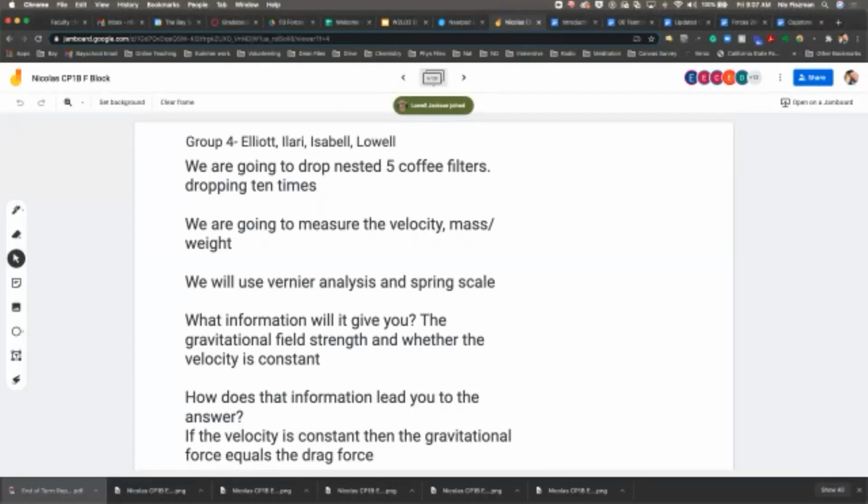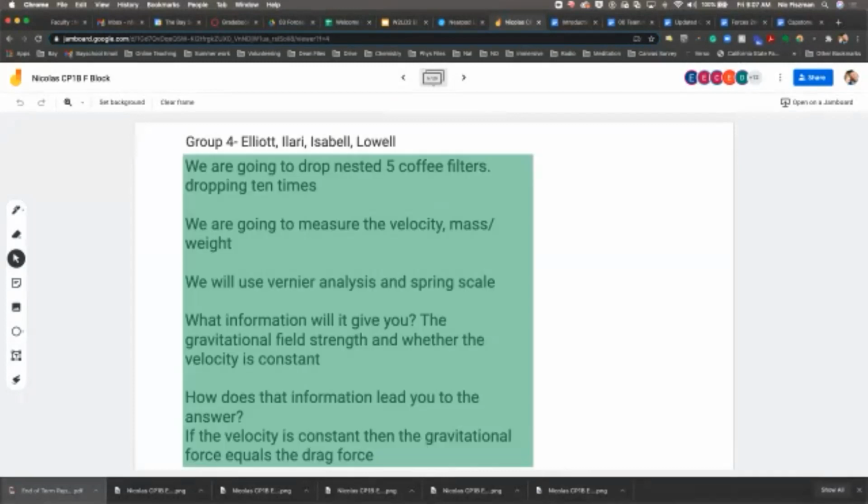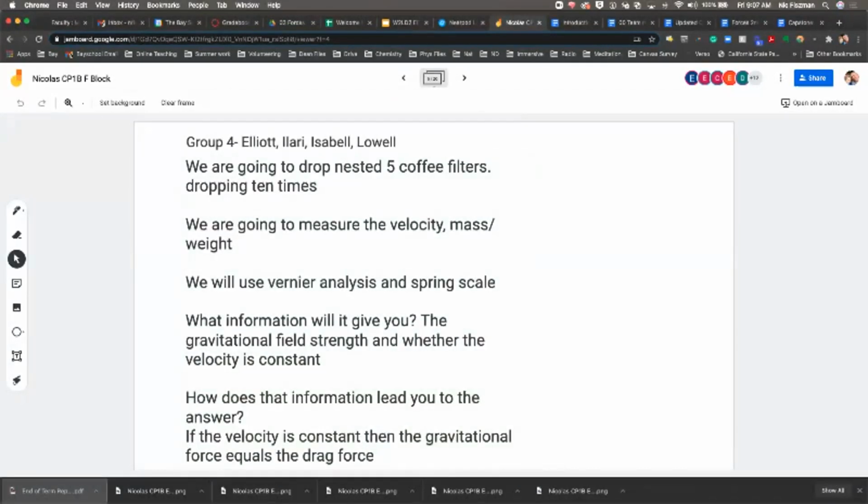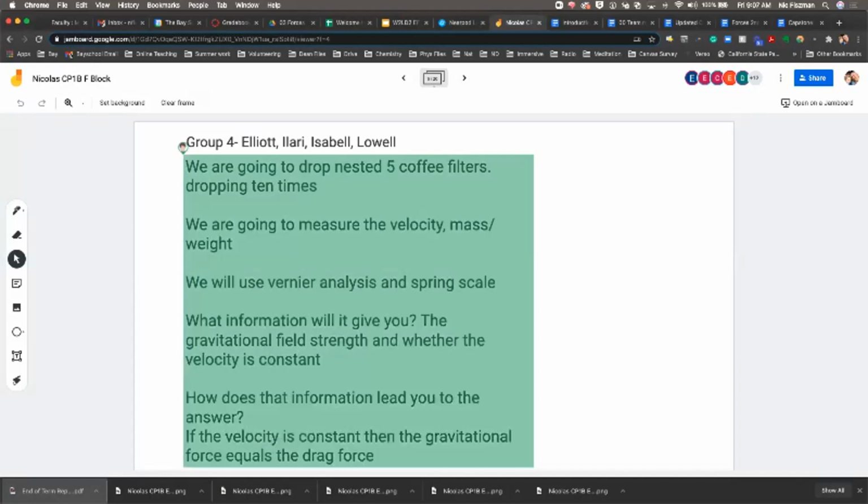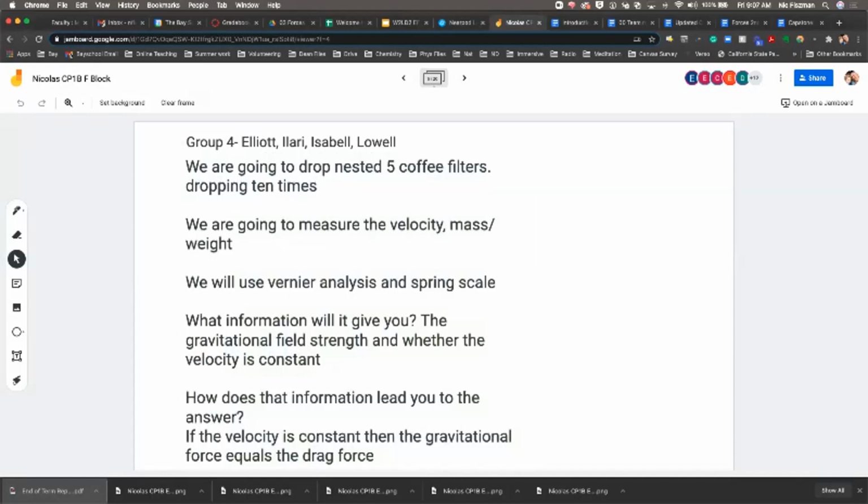So we're going to drop 5 nested coffee filters, and we're going to drop them 10 times. And then we'll measure the velocity, mass, and weight. And to do that, we use the vernier analysis and spring scales. And this will give us the gravitational field strength and whether the velocity is constant. And this information will help us answer: if the velocity is constant, then the gravitational force equals the drag force.